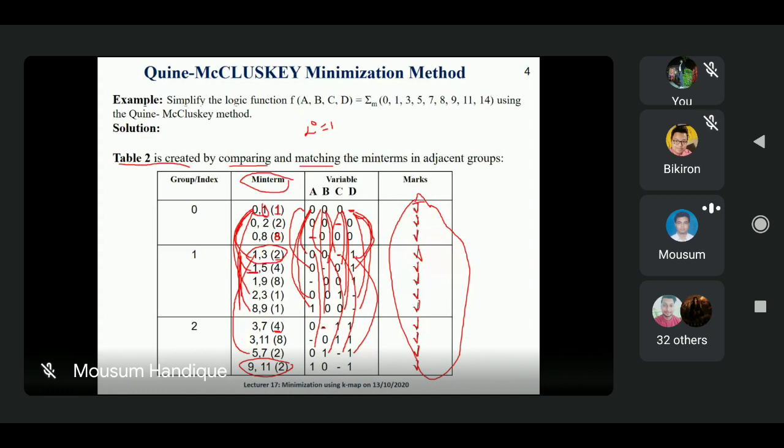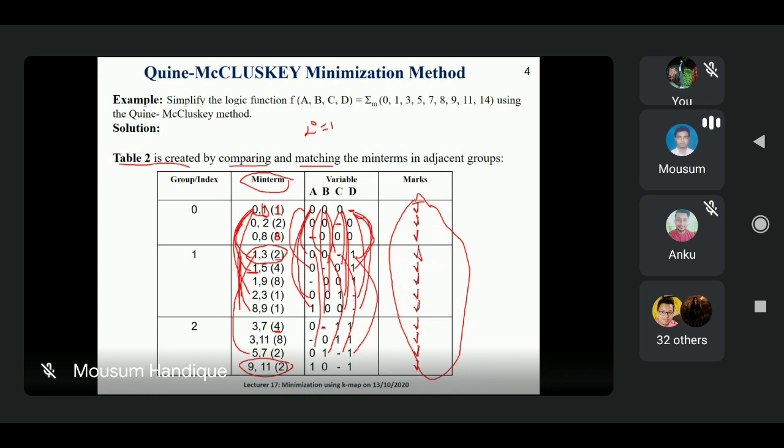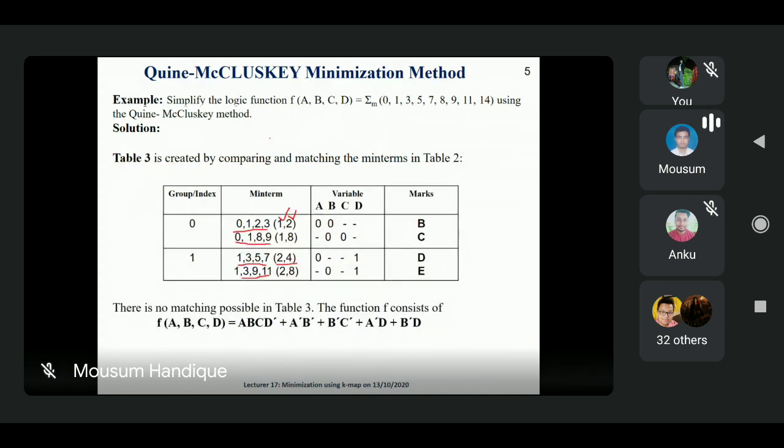No, sir. Now what happened? From table 2, when we are creating table 3, at that time we are getting this one. So here it is this, here it is this, so we are writing all of this. Now see, when we construct table 4 from table 3, table 4 means what? We can compare this one with this one, this one with this one.